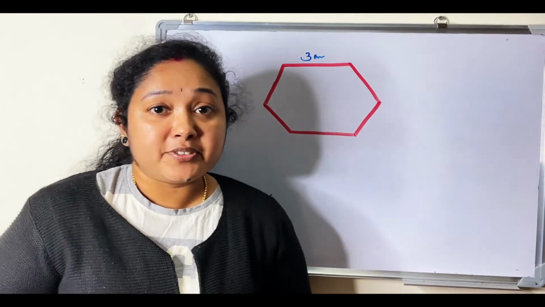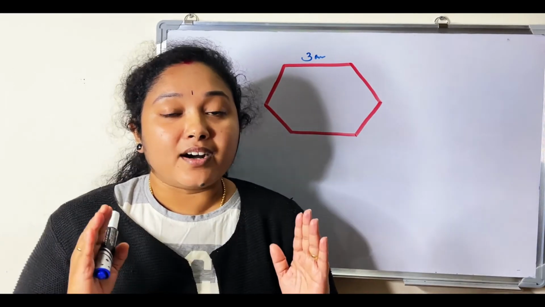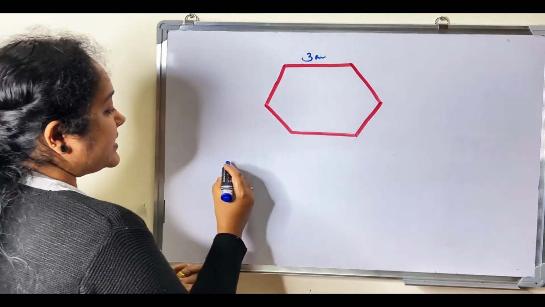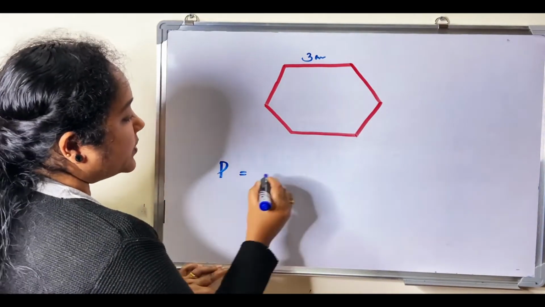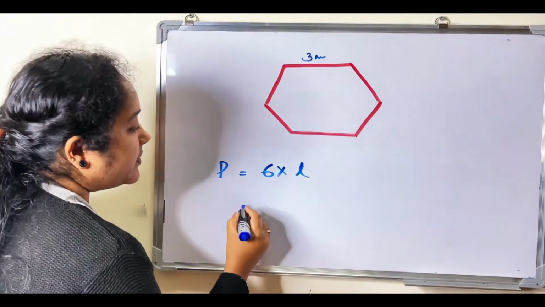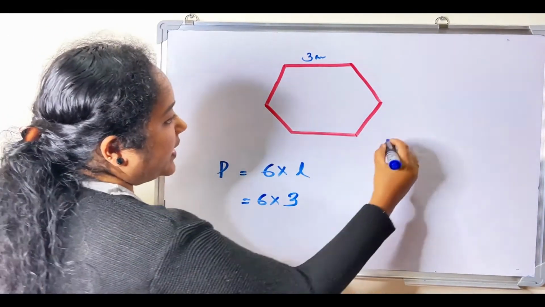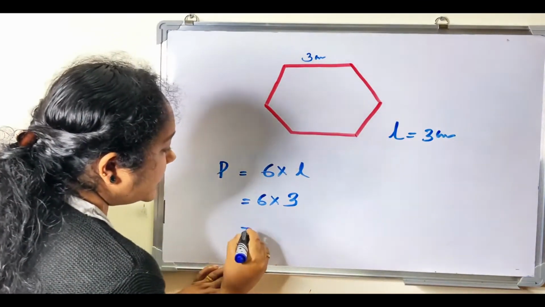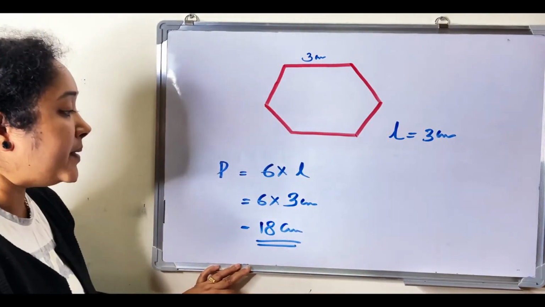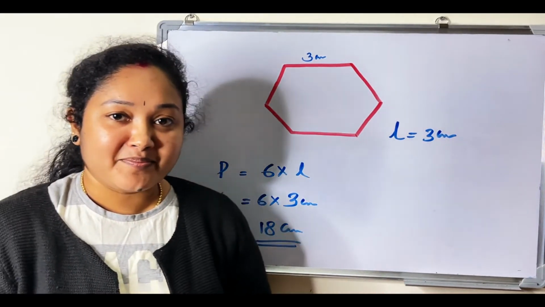Next, find out the perimeter of a regular hexagon. Regular hexagon means all sides, that is 6 sides, are equal. So the perimeter of this hexagon P is equal to 6 into L, because all the 6 sides are equal. Here the side L is equal to 3 centimeter. That is equal to 6 into 3, 18 centimeter. The perimeter of this regular hexagon is equal to 18 centimeter.